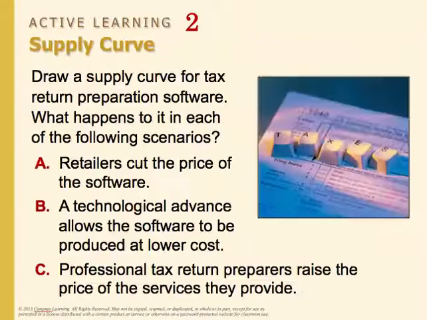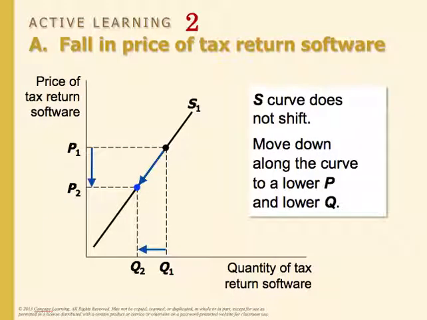The first case was where the retailers cut the price of the software. If the price of the software is cut, then price falls from P1 to P2, and we have a movement along the supply curve from this point to this point, which basically means that the quantity supplied falls from Q1 to Q2. Supply doesn't change, but quantity supplied does change from Q1 to Q2. Okay, that's the first question.